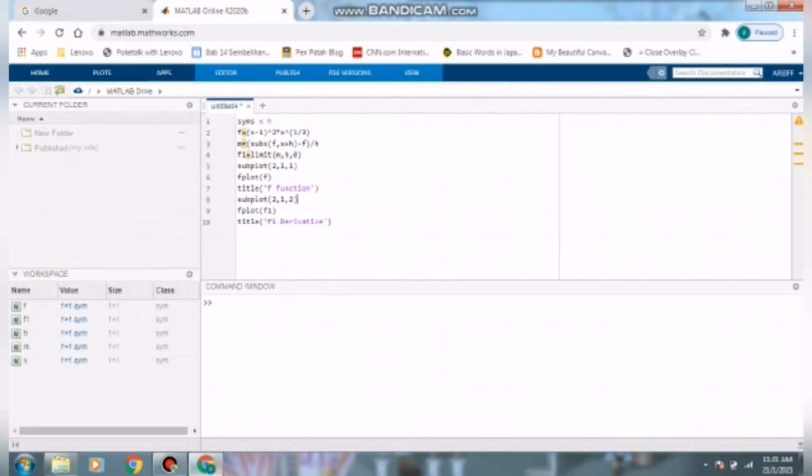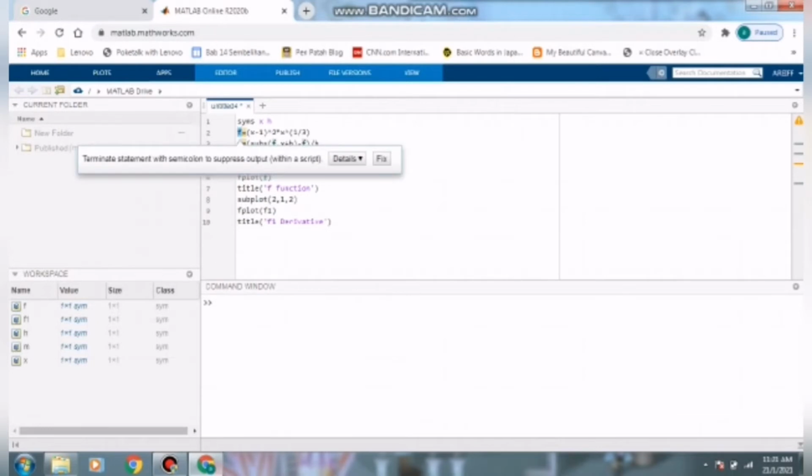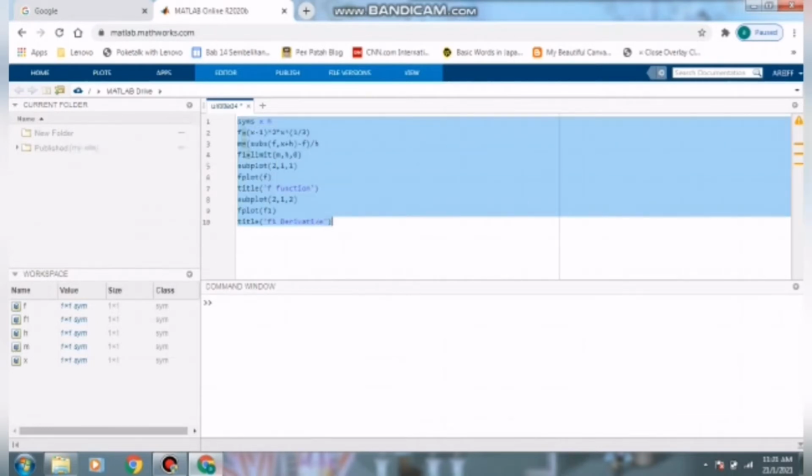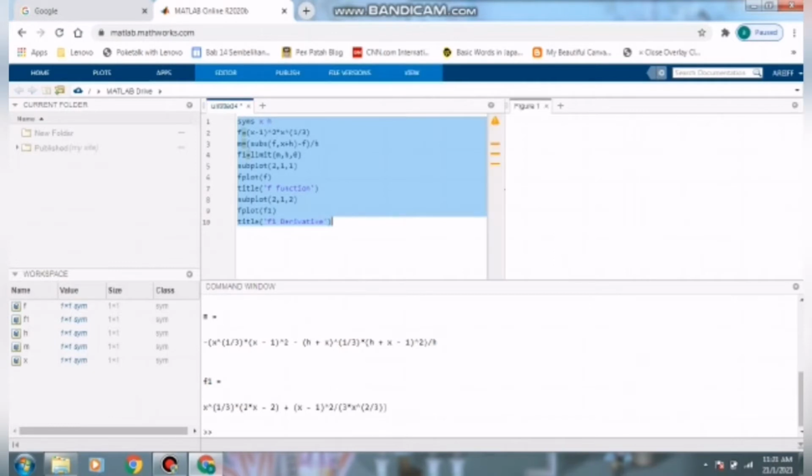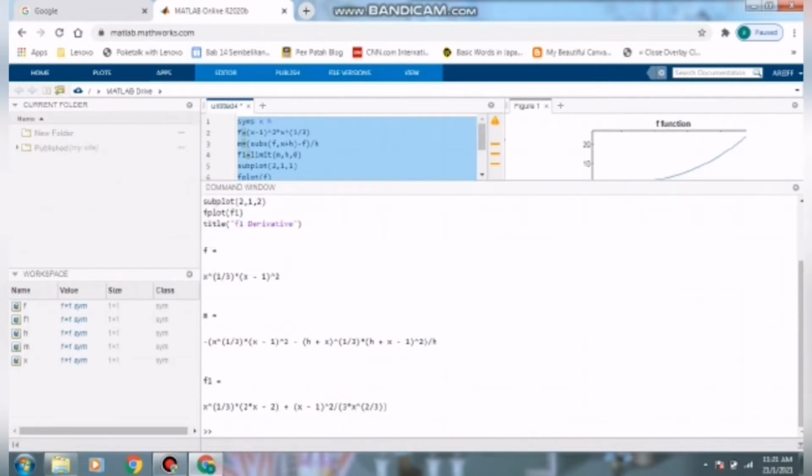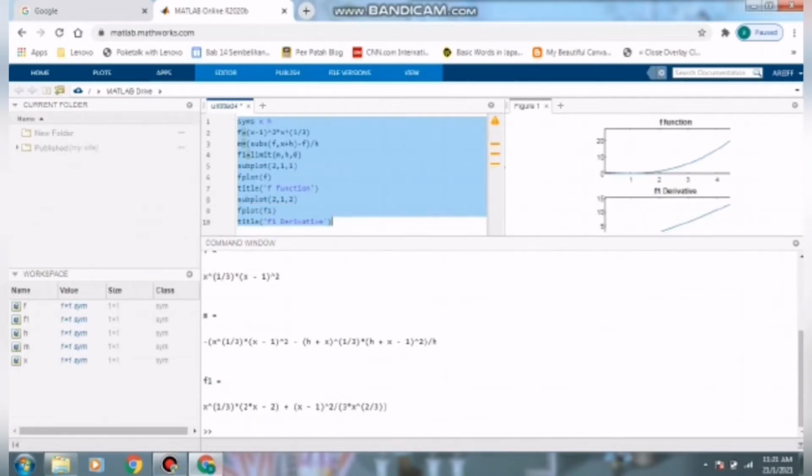After that, we add the title for the graph. After that, you run the program and you will get the answer and the graph.